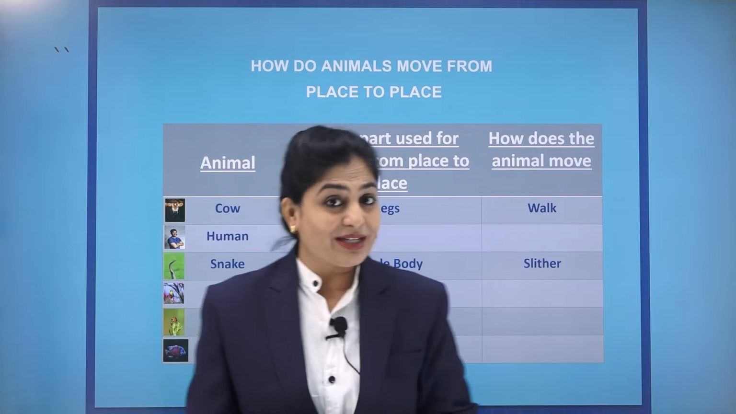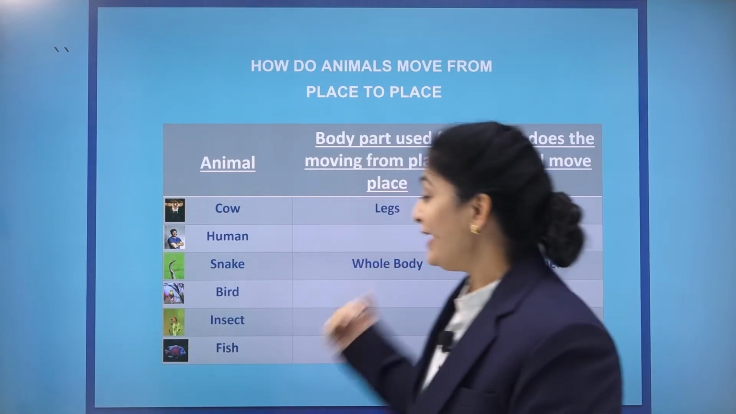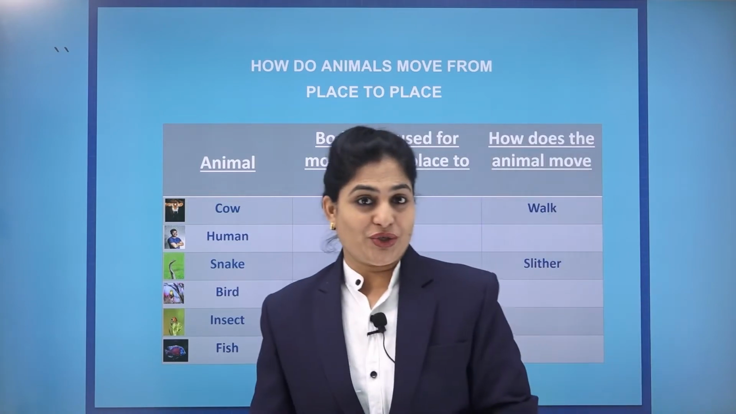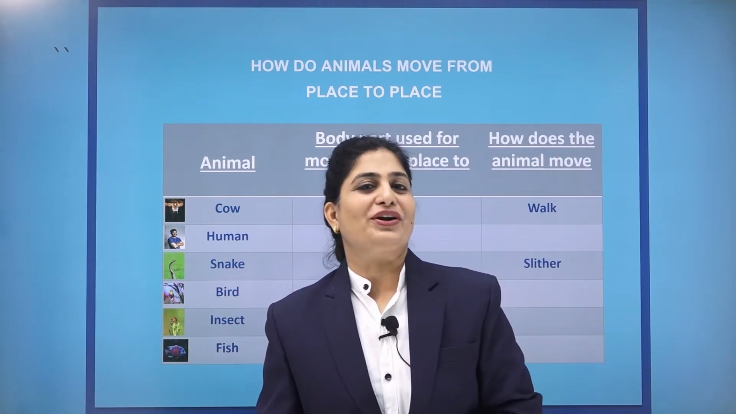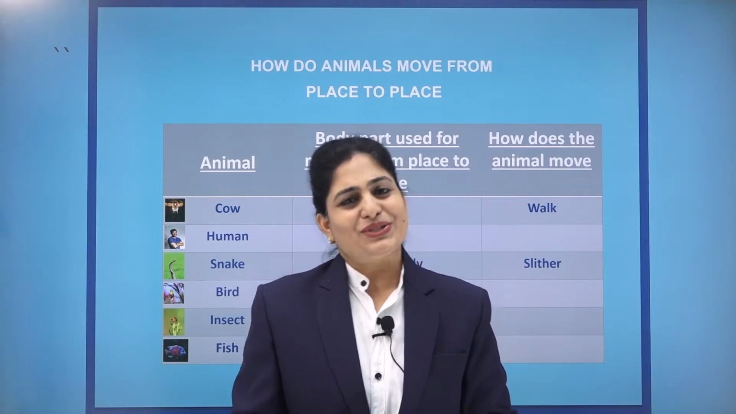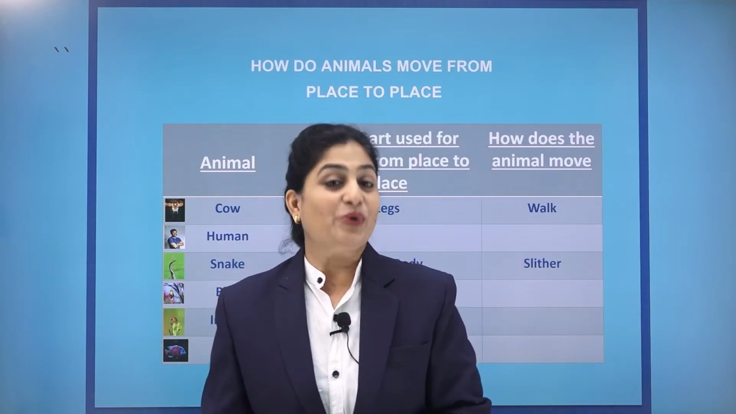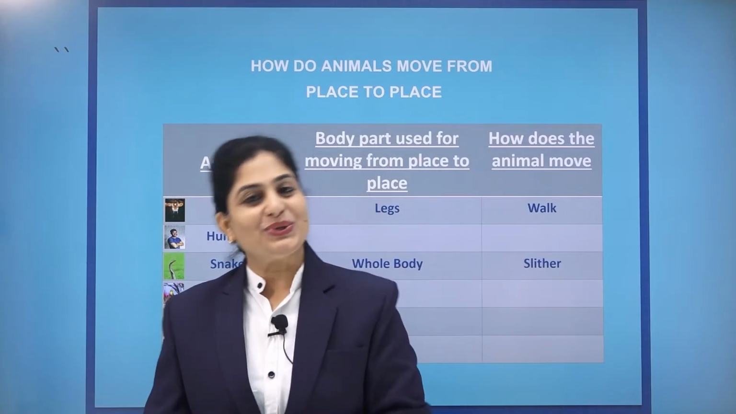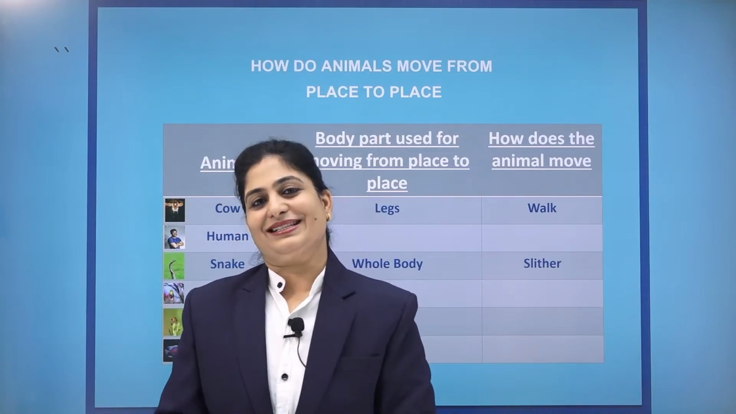That means, how does this fish move? Swimming. And what body part is it using? Fish use fins and the body muscles for movement, for swimming. Is it interesting? So see some more animals around you and try to find out what organs they are using for their movement and what we call their movement.